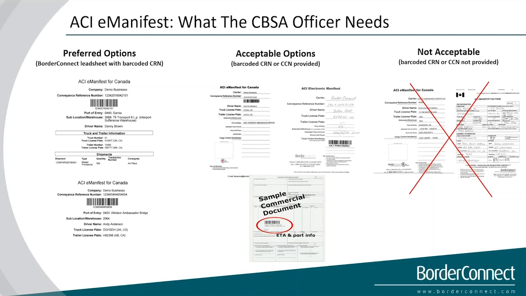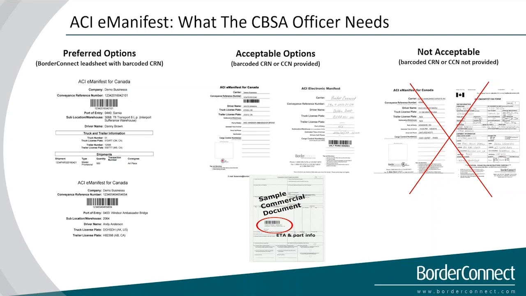Those are not acceptable. The barcoded CR conveyance reference number and cargo control number are not provided at all. So you're going to want to make sure that you never ever provide paperwork that's handwritten or doesn't have any sort of scannable barcode on the paperwork. Now we'll go to the center option.